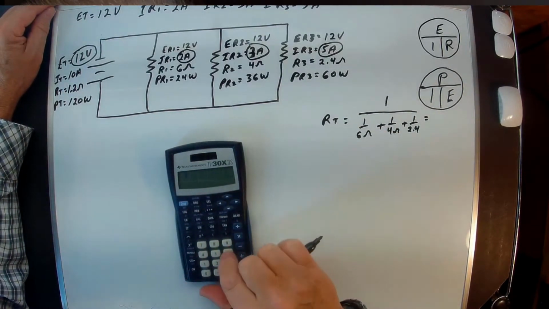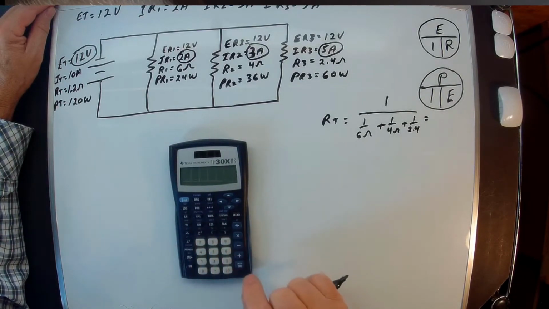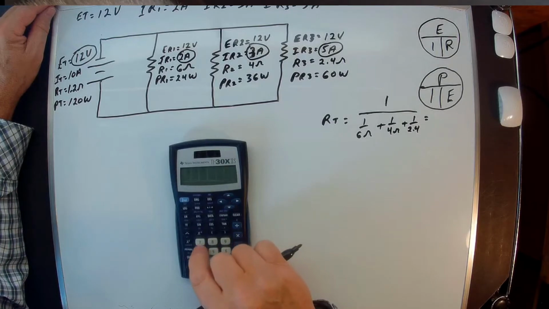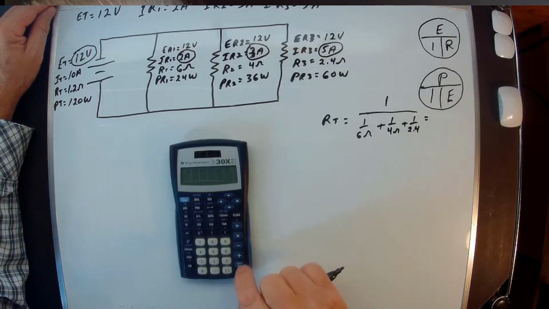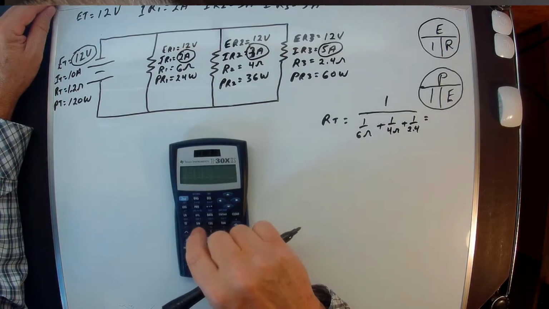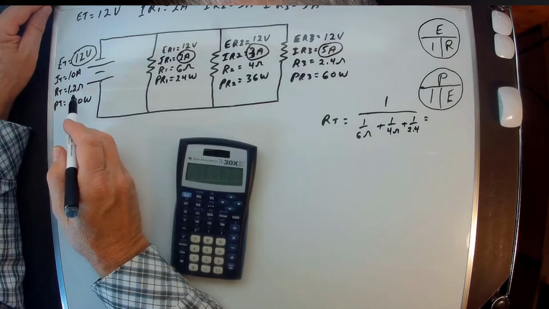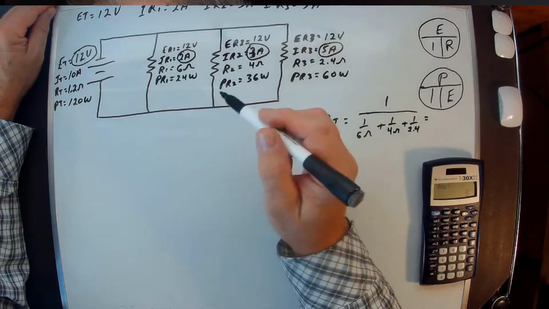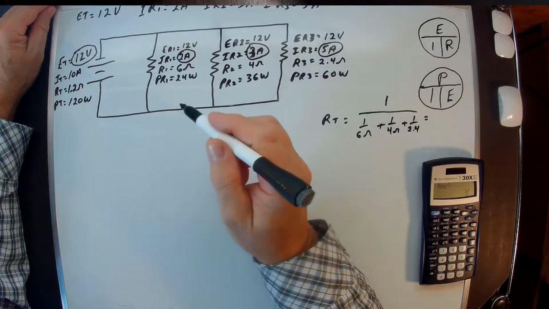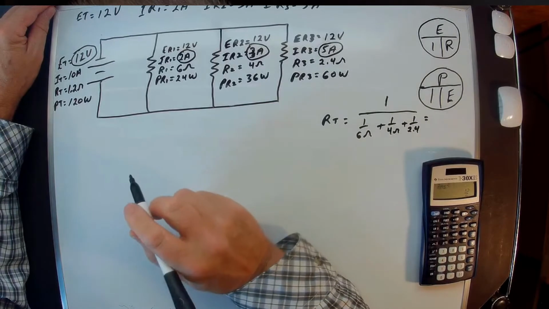On this calculator you hit 6 and that x^-1 button, reciprocal, plus 4 reciprocal, plus 2.4 reciprocal equals, reciprocal equals 1.2 ohms. And see, that's what we had over here. So with Ohm's law, you can always check your answers. You can go back and you can do different formulas and check your answers and make sure they're right.